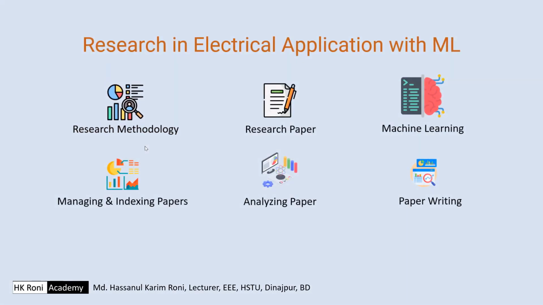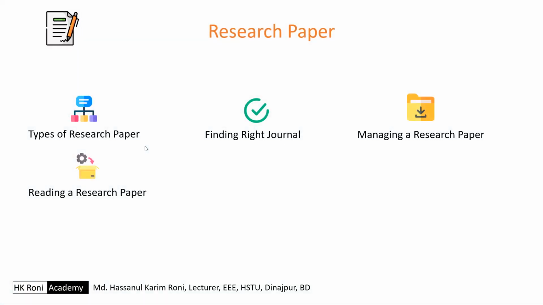Our second content will be about research papers. There are different types of research papers out there. You need to find the right journals. There are many predatory journals and fake journals, and we need to avoid them. So here we'll talk about how to find good ranking journals.